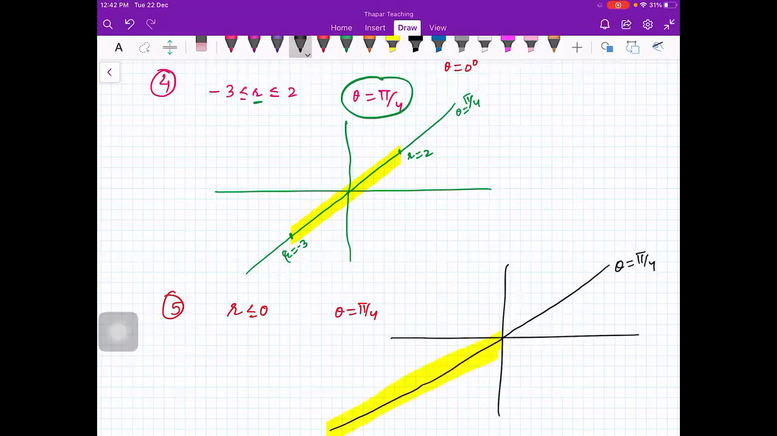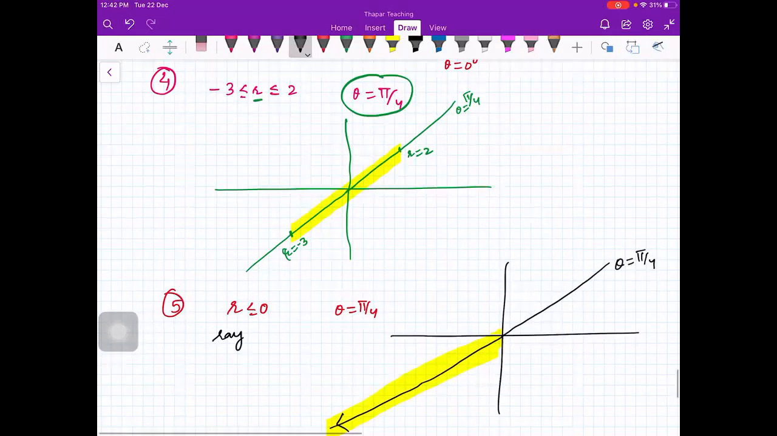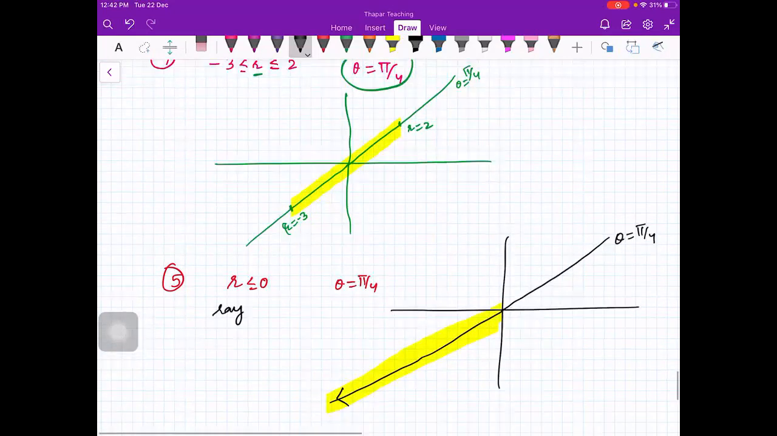So this whole thing is a ray. We call it a ray, right? Ma'am, line moves in both directions. Ray means it is moving only in one direction.